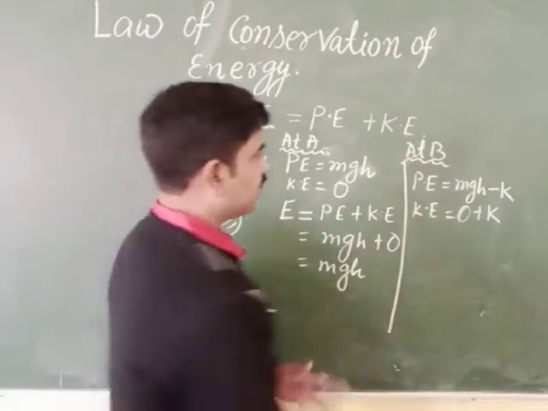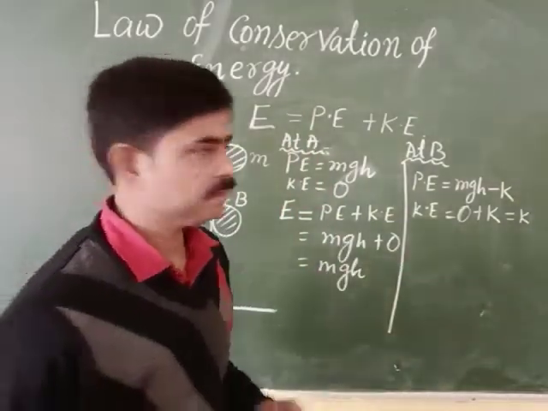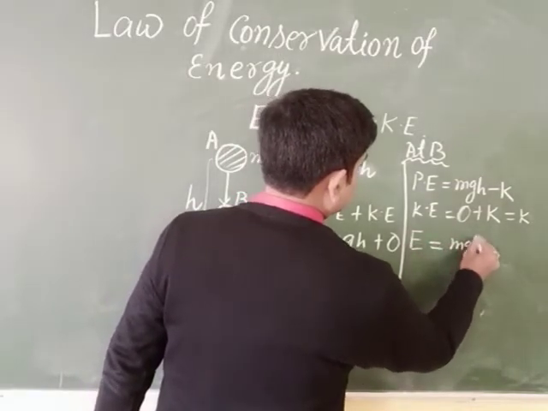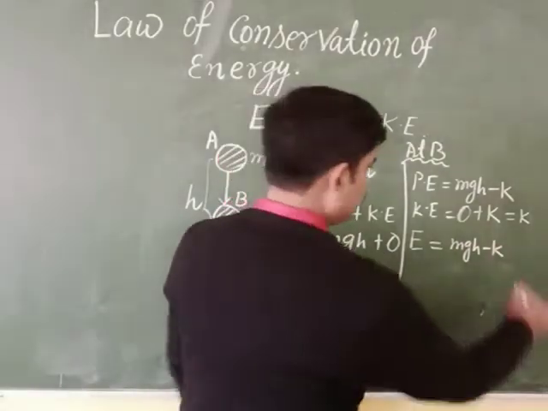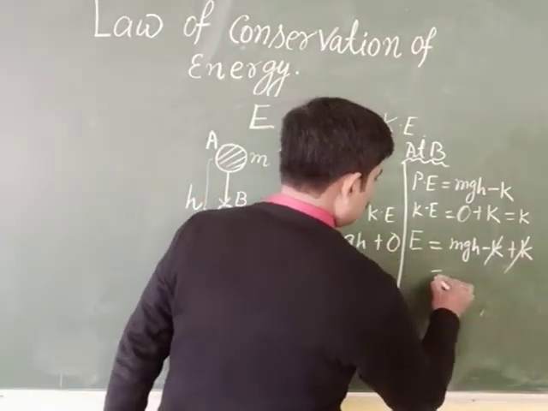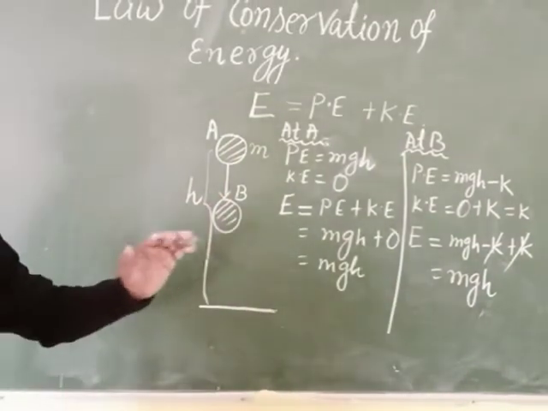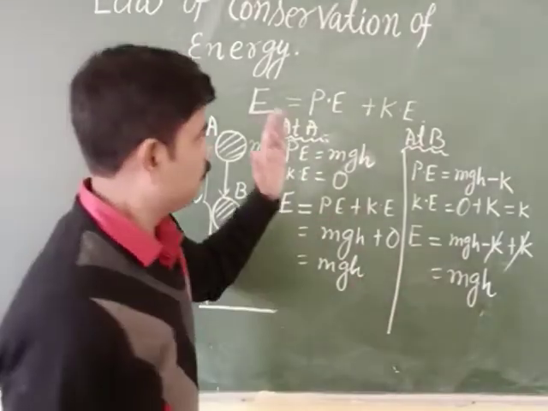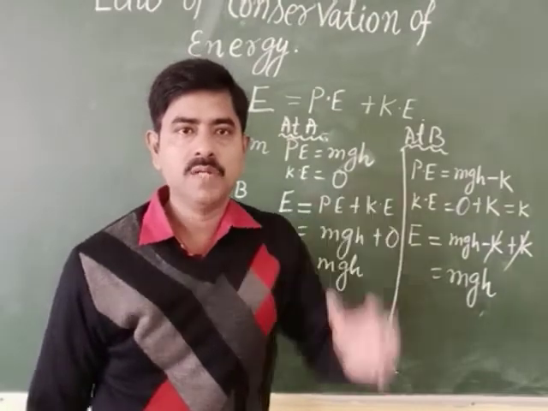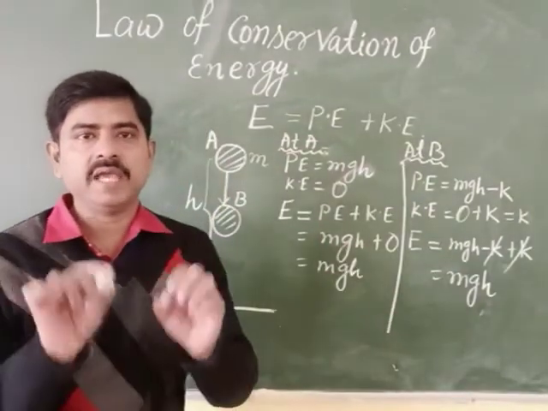Okay, now the kinetic energy is K, potential energy is mgh minus K, so the total mechanical energy is mgh minus K as potential energy plus K as kinetic energy. You will find that the total mechanical energy at position B is also mgh. So, potential energy is converted into kinetic energy while the body is coming down, but the total energy at every instant is the same, that is mgh.